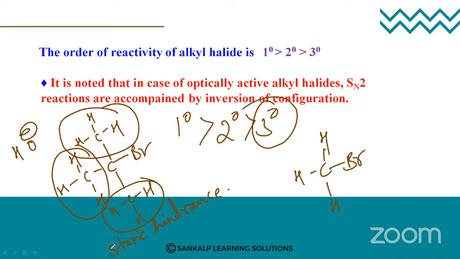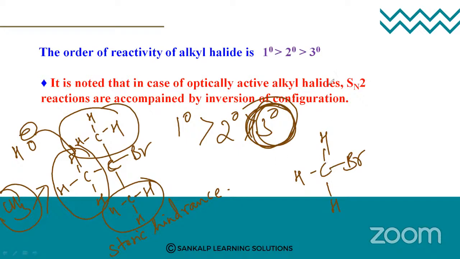The CH3 groups are bulkier groups. Because of this, the nucleophile cannot attack this carbon from the backside. As the CH3 groups in a tertiary alkyl halide are bulkier, the attack will not take place, and thus the tertiary carbocation formation will be unstable.